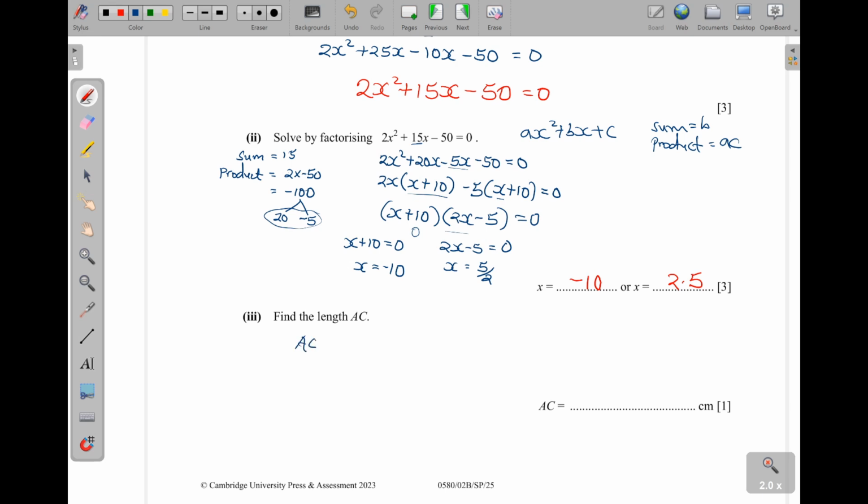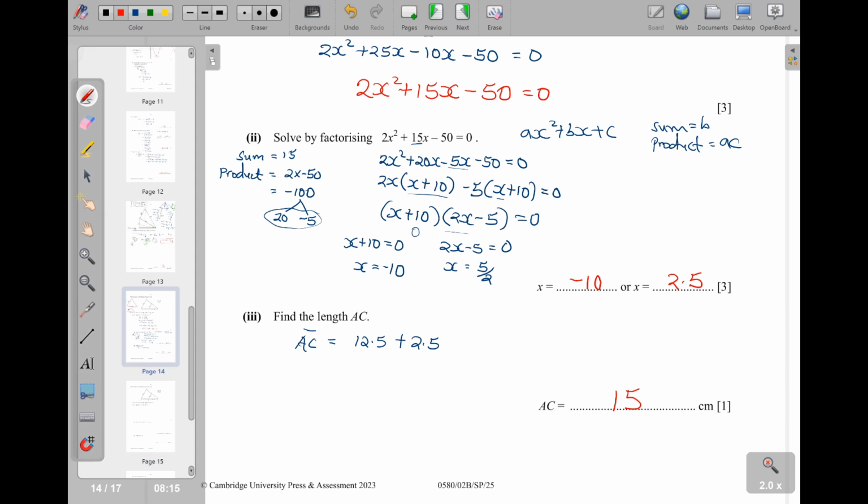SC is equal to 7.5, then plus x. In fact, it was 12.5. I don't need to waste time here. This is 12.5, then plus the x value we have gotten as 2.5. So that one will give us, I think that is 15. Yes, it has to be 15. So that is 15. That has been it. Then we continue to the next one here.